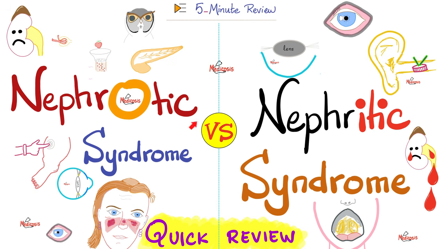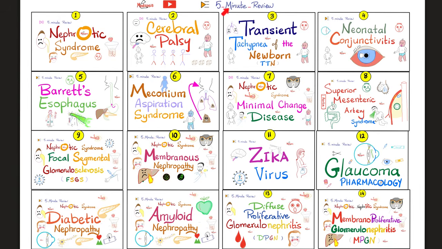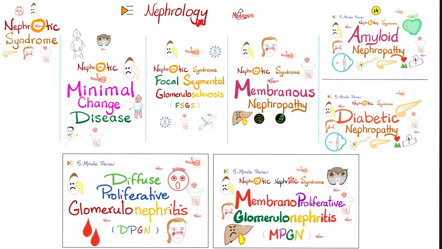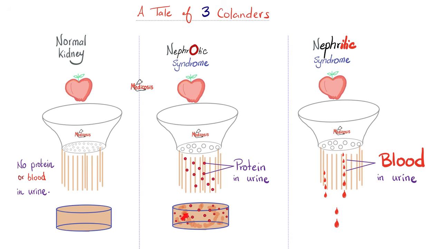If you have any trouble understanding these concepts, please refer to the previous videos. Those are to be found in my 5-minute review playlist, as well as my nephrology playlist. To lose protein or blood, this is the question. If you're losing protein, nephrotic. If you're losing blood, nephritic.